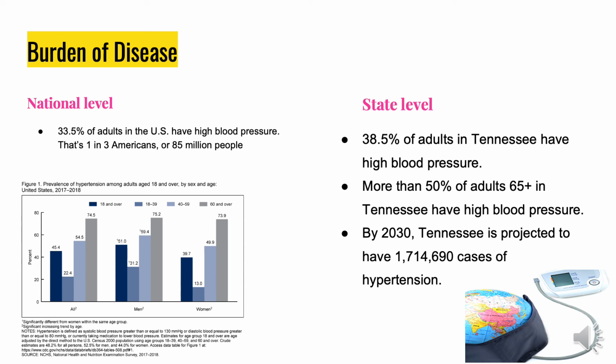On the state level, in Tennessee, 38.5% of adults have high blood pressure. More than 50% of adults 65 and up in Tennessee have high blood pressure, which is also demonstrated in the graph. By 2030, Tennessee is projected to have 1,714,690 cases of hypertension.